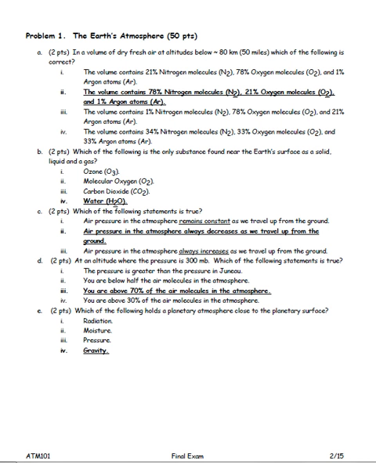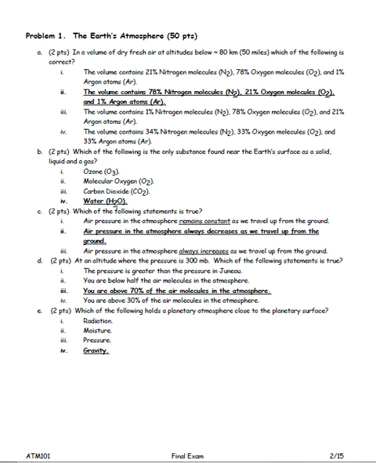1e, which of the following holds a planetary atmosphere close to the planetary surface? And the answer is 4, gravity. The weight of the molecules themselves keeps them close to the surface. We saw in the ideal gas law that molecules, if they have kinetic energy due to the temperature, bounce against each other and push each other back, and that's how the atmosphere spreads out from the ground. At absolute zero, the atmosphere would collapse to the ground under the force of gravity.